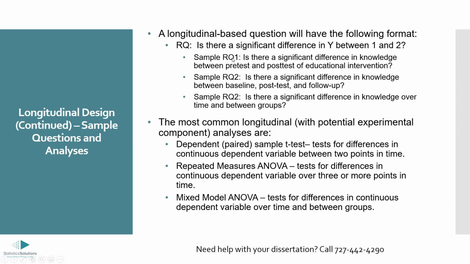So for sample question 1, we would run a dependent sample t-test because we are looking at differences in a continuous variable between 2 points in time. A repeated measures ANOVA would be used to test sample question 2 because we have at least 3 points in time. And then a mixed model ANOVA would be used to address this last question because we have differences over time and we have differences between groups.